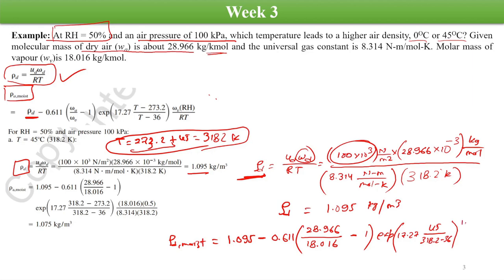Then we again have W V, which is 18.016, multiplied by the relative humidity, 50%, that's 0.5, divided by the gas constant R. At the denominator, the gas constant has a unit of mole, so we'll convert kilomole to mole by multiplying by 10 to the power minus 3. Then we have the gas constant 8.314 multiplied with the temperature, which is 318.2 for 45 degrees.